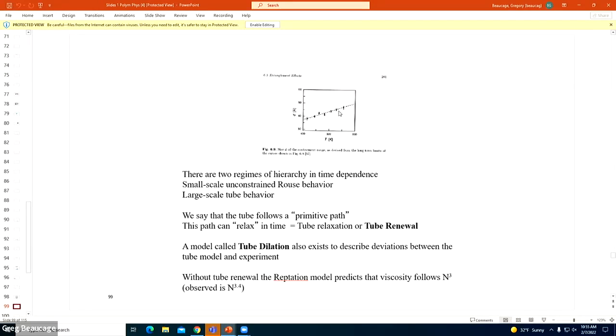So that's a complication that wasn't originally considered. That's called tube renewal. If you consider that also, you can predict all the behavior, for the most part. This tube is kind of what DeGennes won the Nobel Prize for.